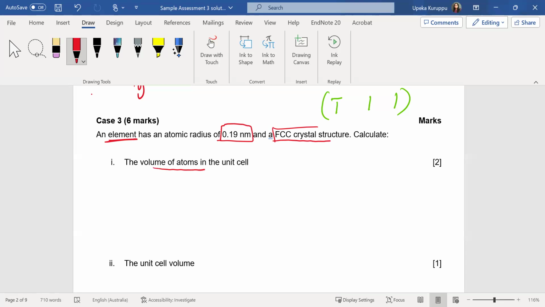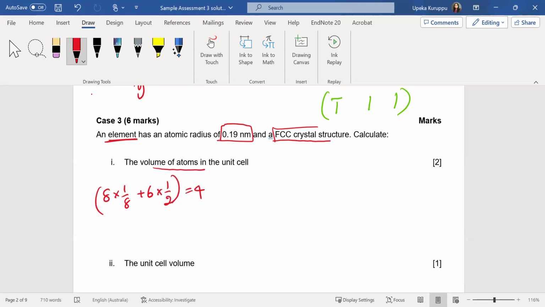So how many atoms are in the unit cell for an FCC? 4. So there are 8 corners. Every corner has 1/8 of an atom, and there are 6 faces. Every face has half of an atom. So altogether there are 4 atoms, isn't it?